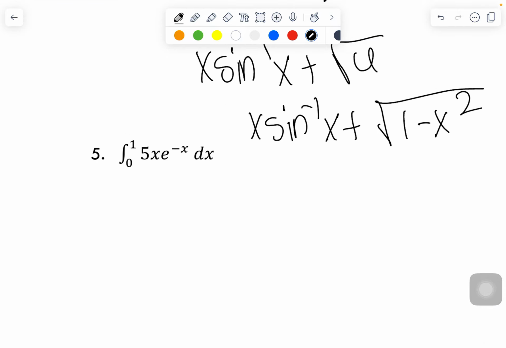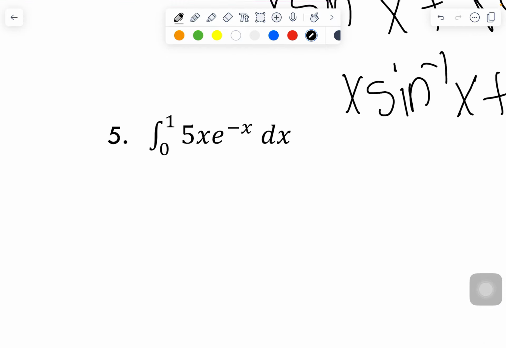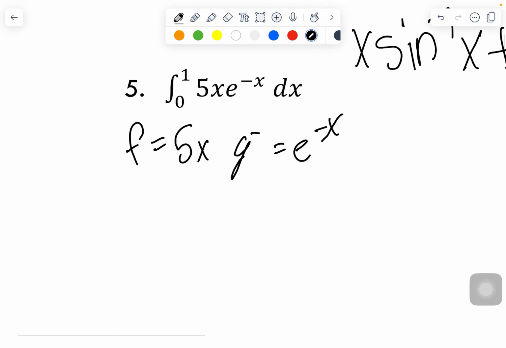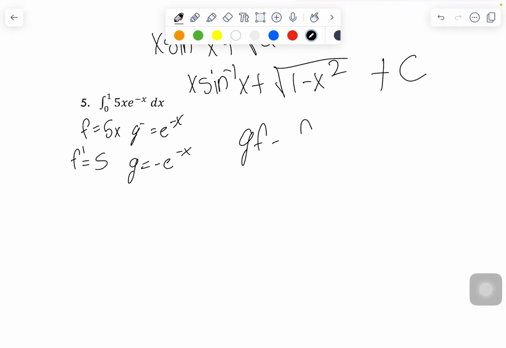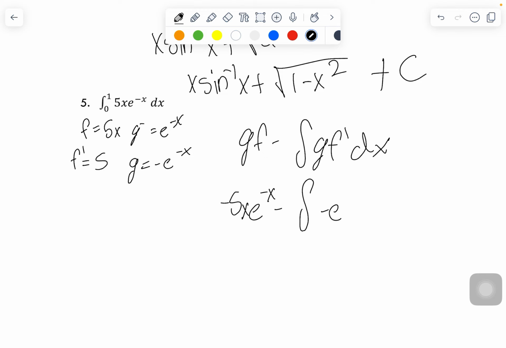Over here we have a definite integral. So first what I would do is I'd set f equal to 5x, g prime equal to e to the negative x, since it's easy to take the antiderivative of that. So g would equal negative e to the negative x, f prime would equal 5. So using my equation, gf minus the integral of g f prime, so g times f is negative 5x e to the negative x minus the integral of negative 5 e to the negative x dx.